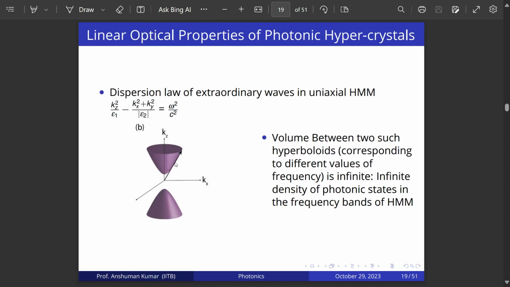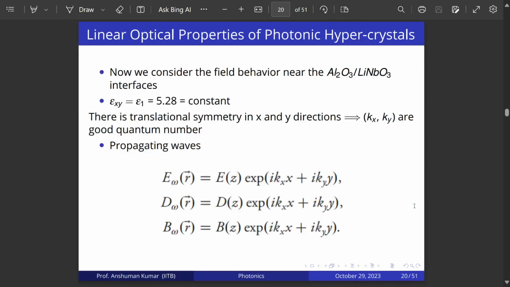And between two frequencies, infinite values of kz can lie, which leads to an infinite density of photonic states in HMM. That is how many kz can exist. So now we consider the behavior near the Al2O3 and lithium niobate boundary. Earlier we were considering only the bulk of HMM. And epsilon xy is epsilon 1, 5.28, which is constant throughout the crystal.